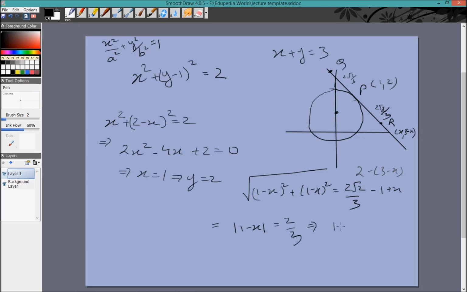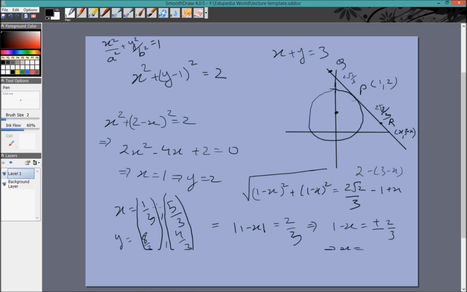That means 1 minus x is equal to plus or minus 2 by 3, which means if it's 2 by 3, then x is equal to 1 by 3, and if it's minus 2 by 3, then x is equal to 5 by 3. So y in these cases is 3 minus x, so it will be 8 by 3 and 4 by 3. One of these is Q and one of these is R. It doesn't matter which is which. So these are my two points.